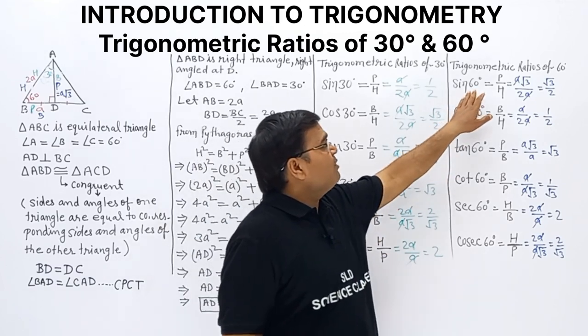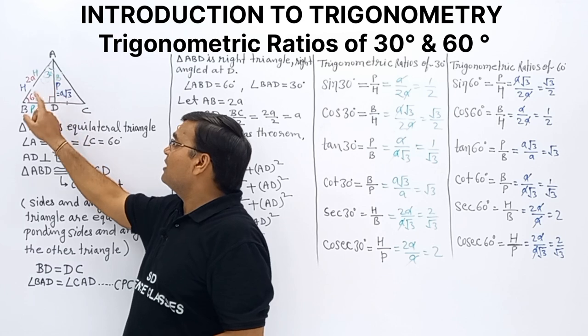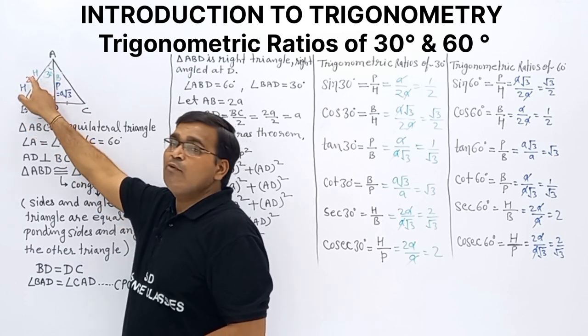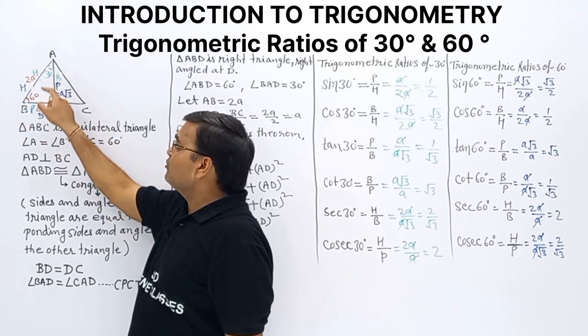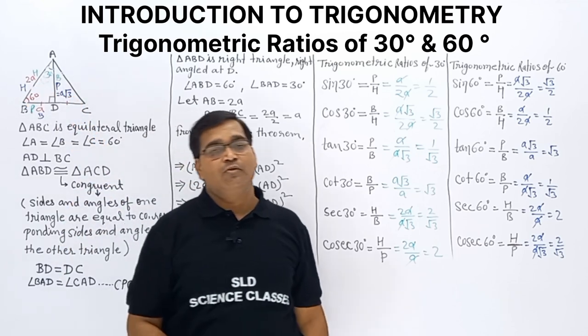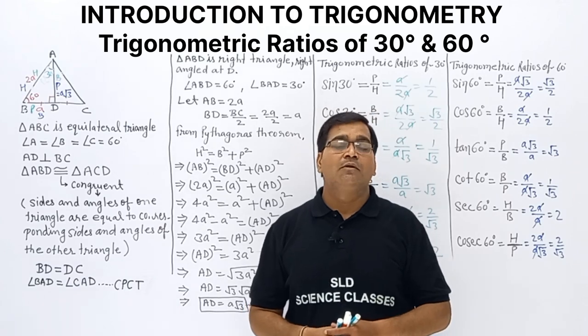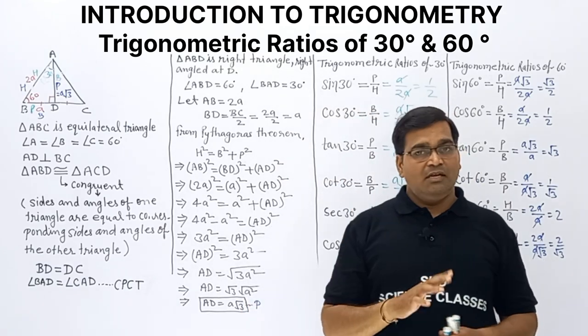Clear? Once we consider 60 degree, then its opposite will be perpendicular, this will be base, and this one will be hypotenuse. For 30 degree, this one will be perpendicular, this will be base, and this one will be hypotenuse. So in this way we are getting all the trigonometry ratios for 30 degree and 60 degree.